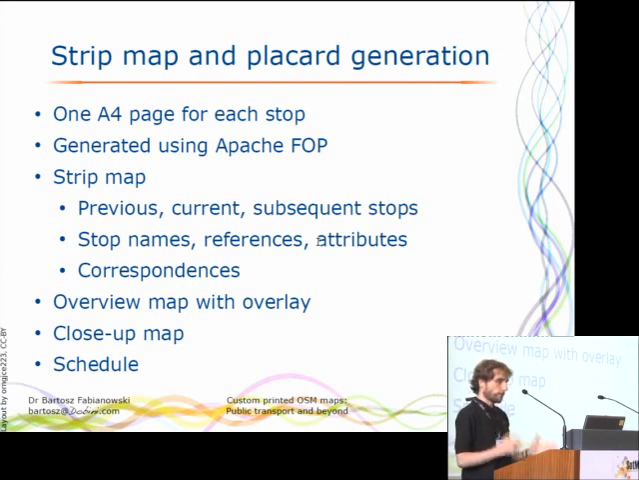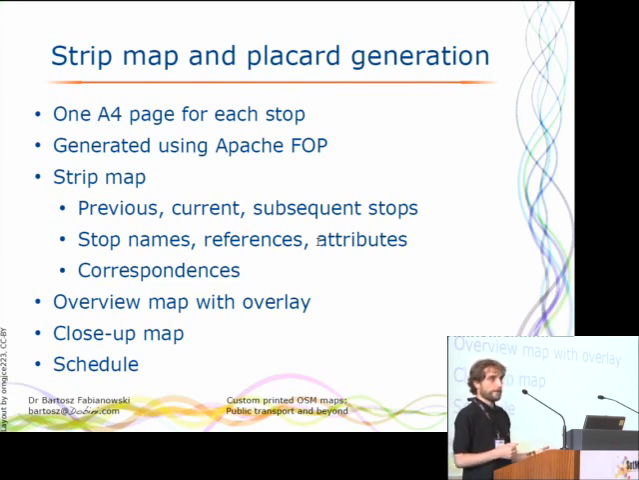One component that we generate only at this final stage is the strip map, because only now do we have all the information together that we need for it. So we show the previous, current, and subsequent stops in different styles. We get the names, references, and attributes that we have prepared in an XML file, and the correspondences. Each of these bits gets output as XML objects, and FOP renders them for us. We have the overview map that we have generated. We put the overlay on top of it. That lets us produce the final overview map. The close-up map we have as well. We have pre-generated it. And finally, the schedule. We just output a table. FOP can produce tables very easily, and we just write that data into a table. It will lay it out for us.